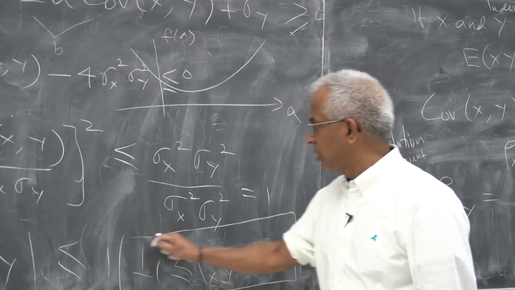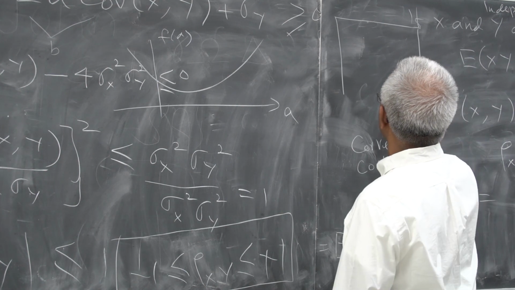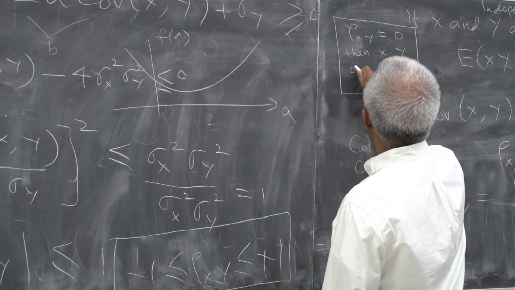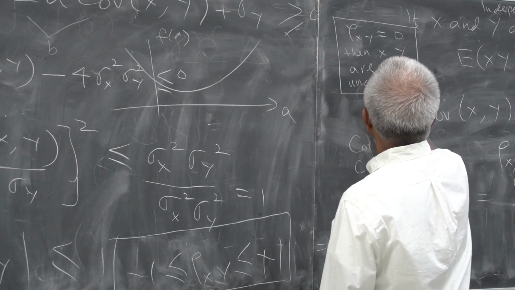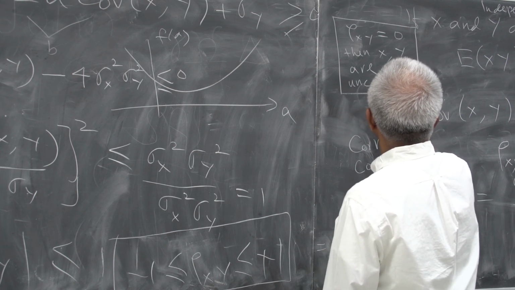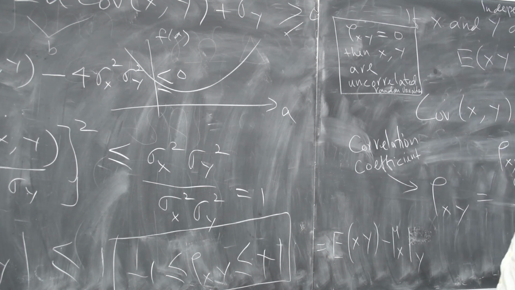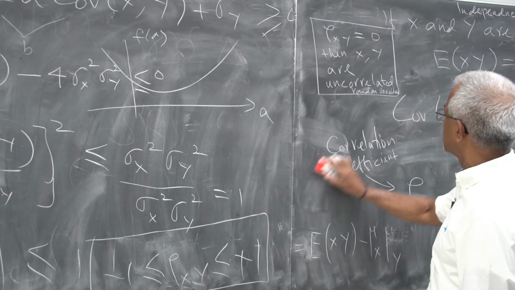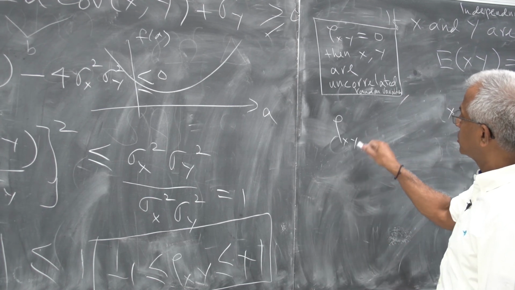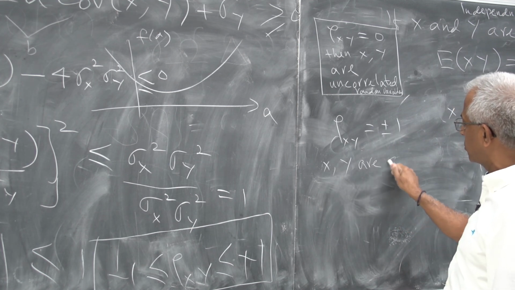But when rho equals 0, that's a special case. When rho equals 0, we call x and y uncorrelated random variables. The other extreme is when rho is plus or minus 1. When rho xy is plus or minus 1, we say x and y are completely dependent or coherent.